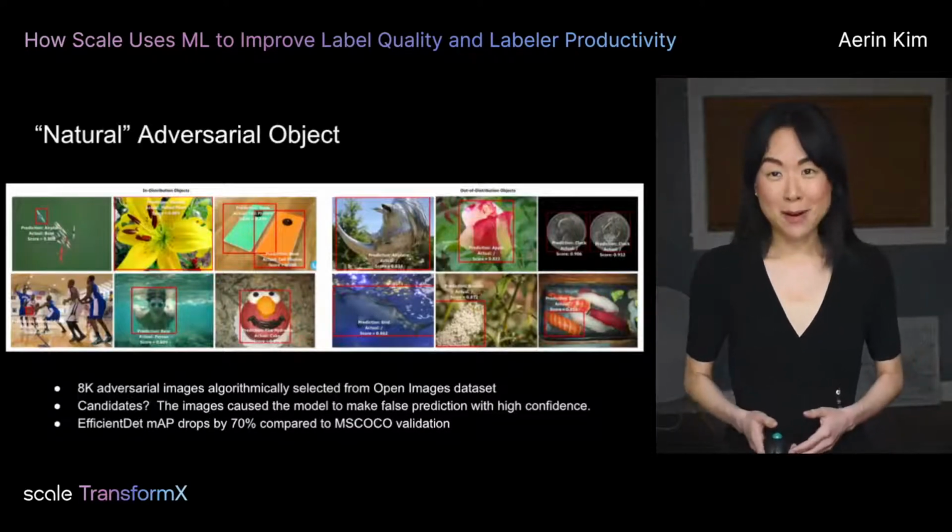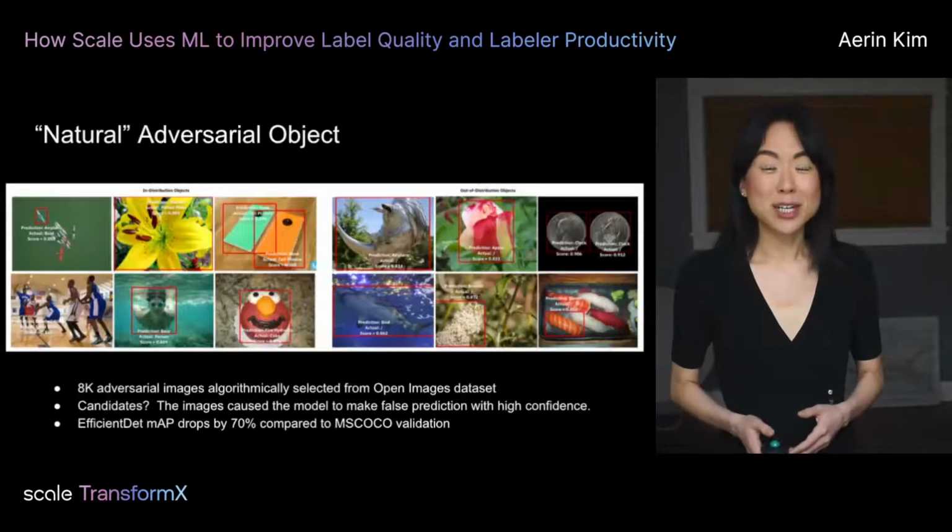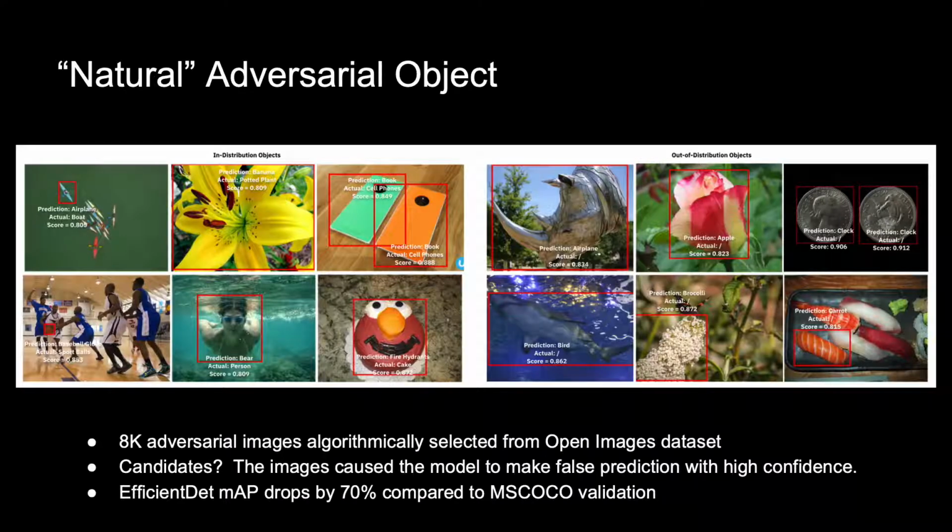The third paper is natural adversarial object. What is a natural adversarial object? You might have heard of adversarial objects already. Adversarial objects or adversarial examples are the inputs to ML models that we intentionally created to confuse ML models. We usually create those examples by adding small perturbations to the inputs. And adversarial examples are one of the popular research areas in ML robustness and ML security.